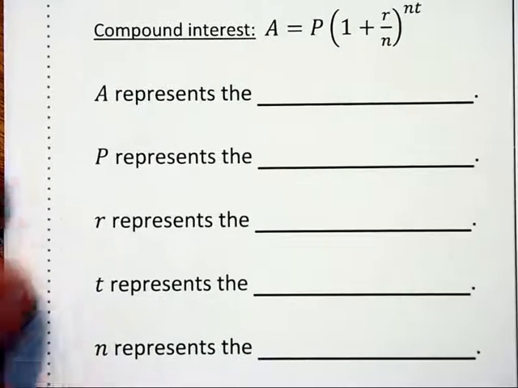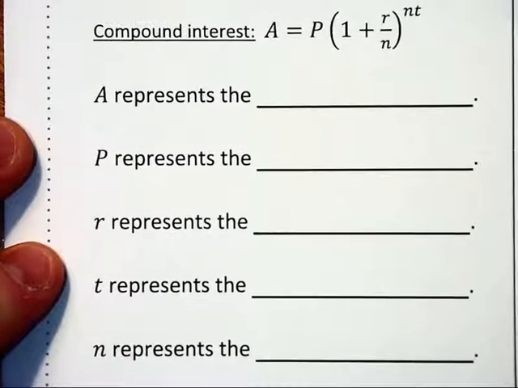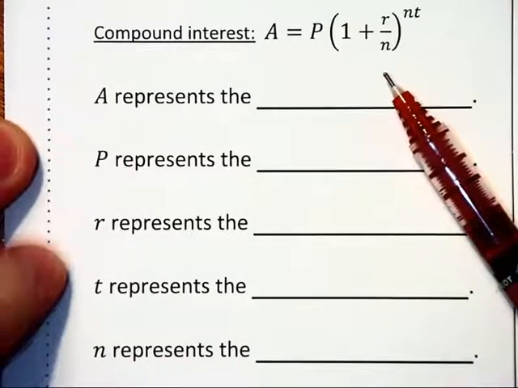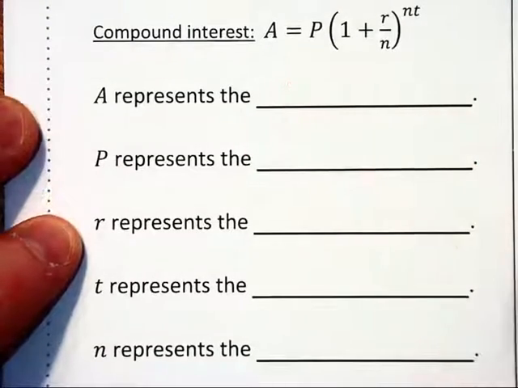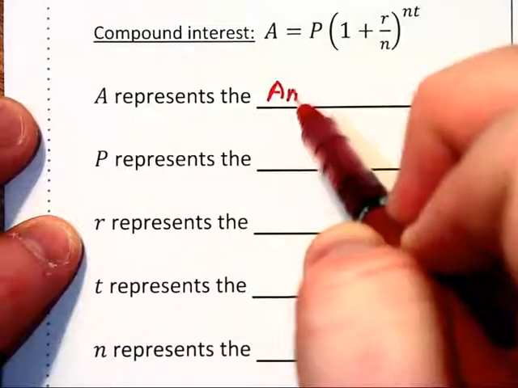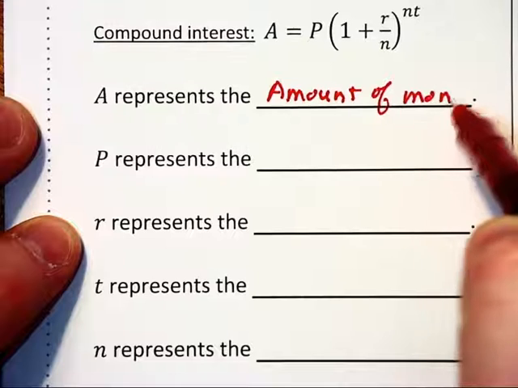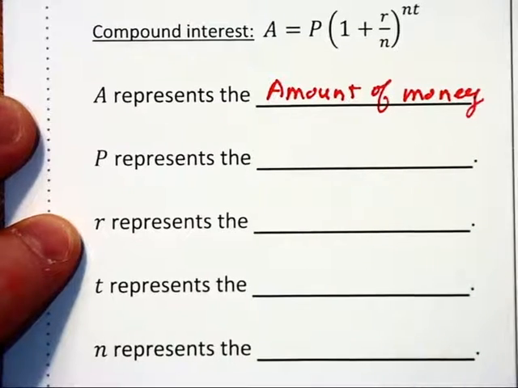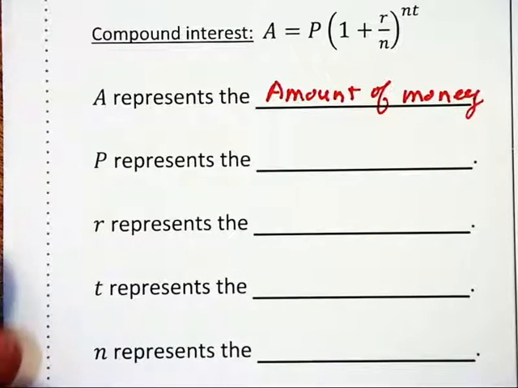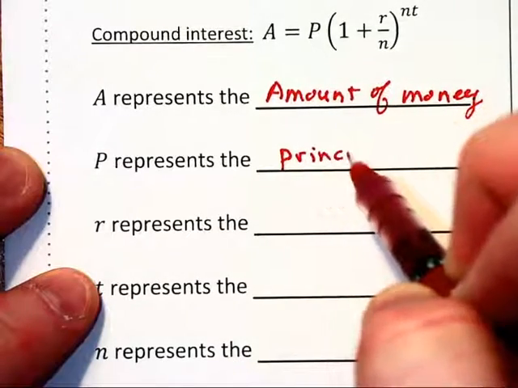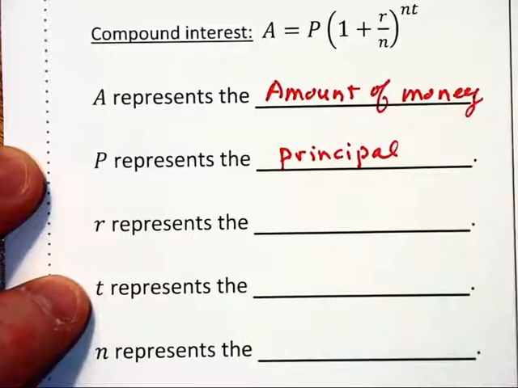Now turn our attention to compound interest. And this is a formula that you pretty much need to memorize. The A on the left side of the equation represents the amount of money that is in your account or that you have to pay altogether, depending on whether you're borrowing or saving. P is your principal or original amount.